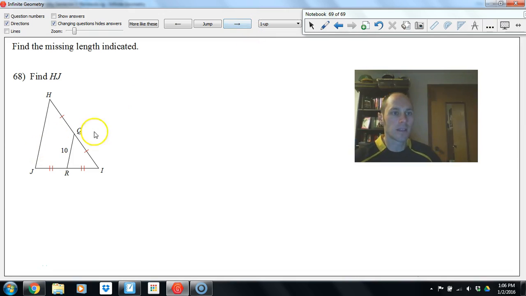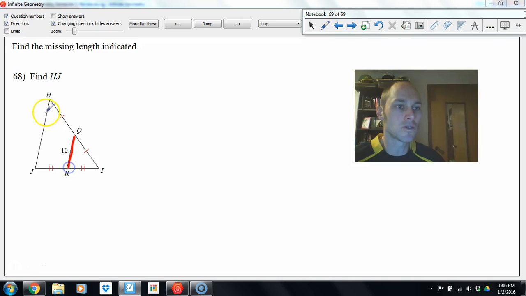Now when we're finding the missing length, I see that Q is a midpoint, R is a midpoint. So QR is the mid-segment of the triangle, meaning that it's parallel to HJ. And QR would be half of HJ. So HJ would be 20.